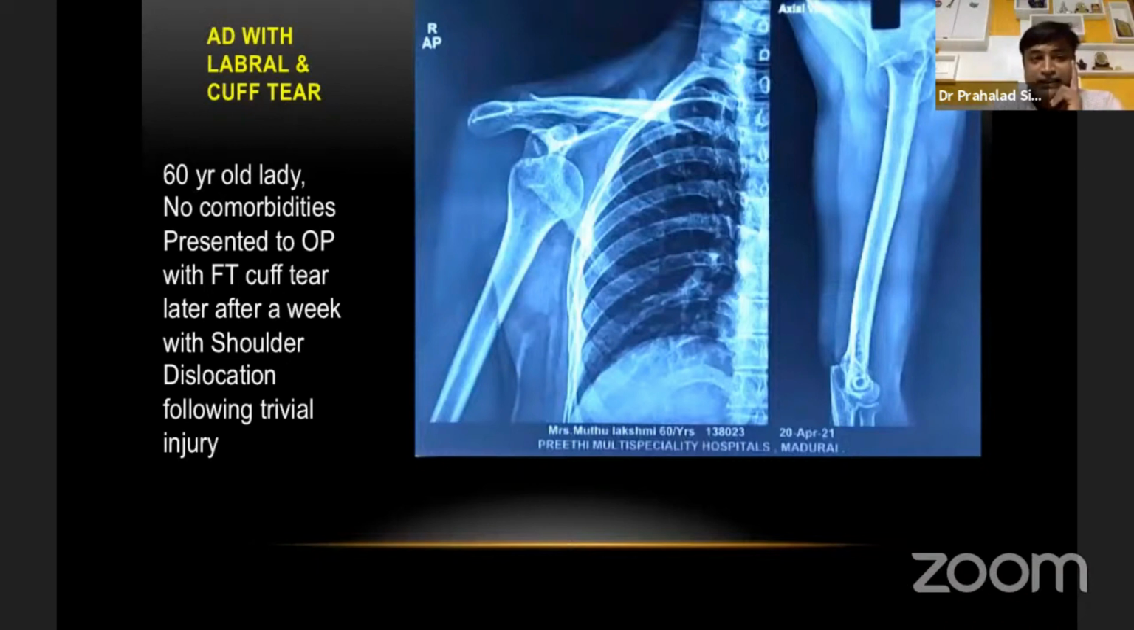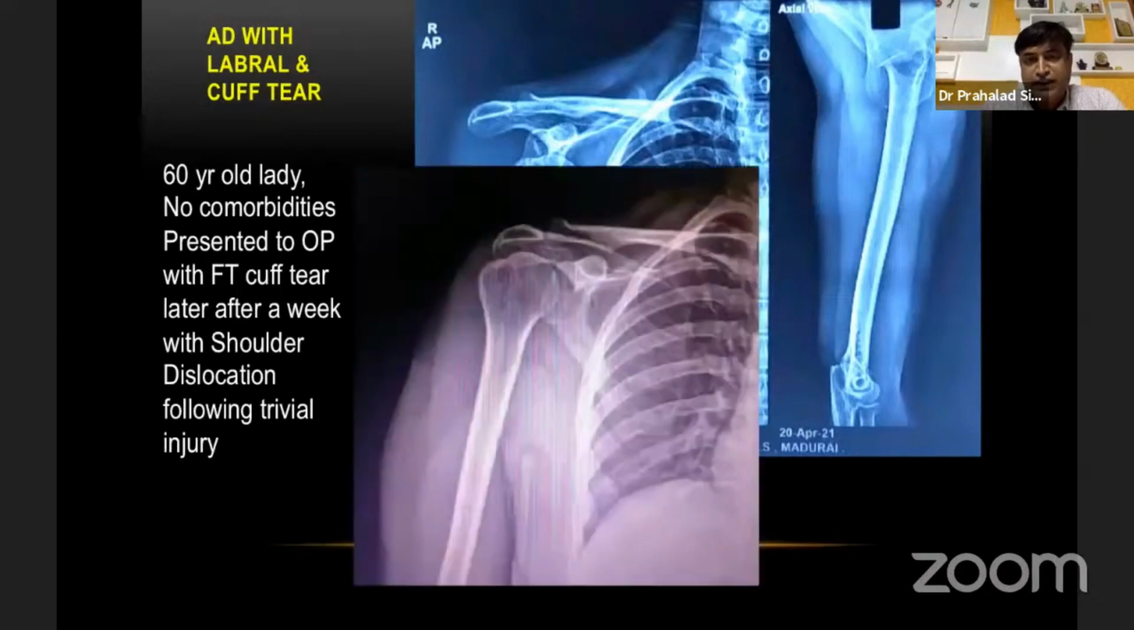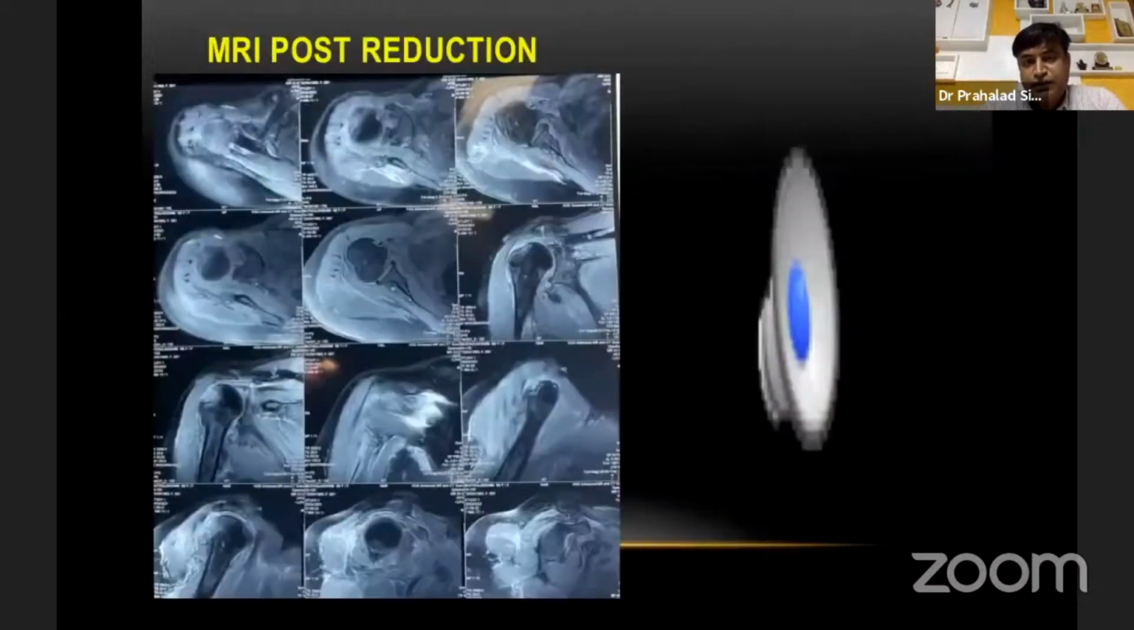This lady, a 60-year-old lady, in fact, before this injury, she presented to our outpatient. She had a small cuff tear for which we suggested a cuff repair, but she presented with this dislocation. So we did a closed reduction in the ER and then asked her to review with a fresh MRI after 1 week, since she had a pre-existing cuff tear.